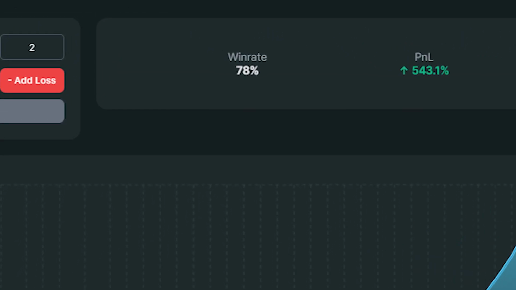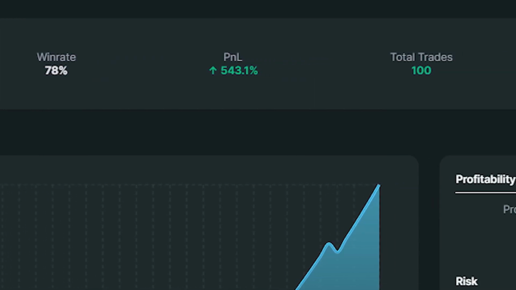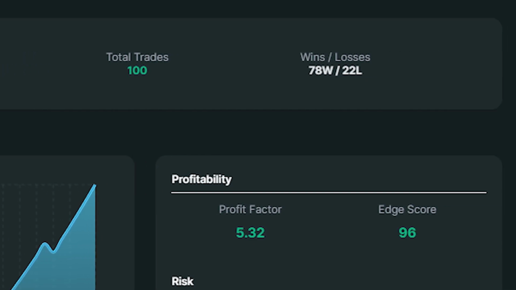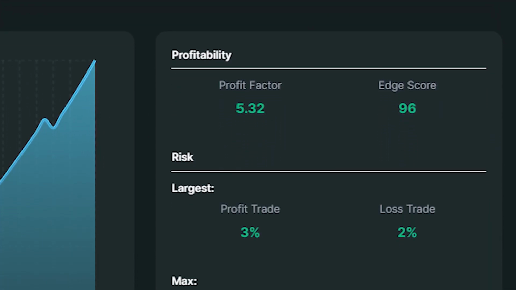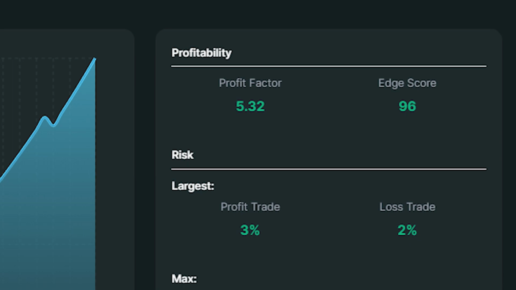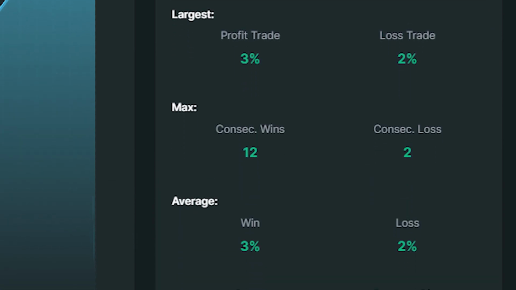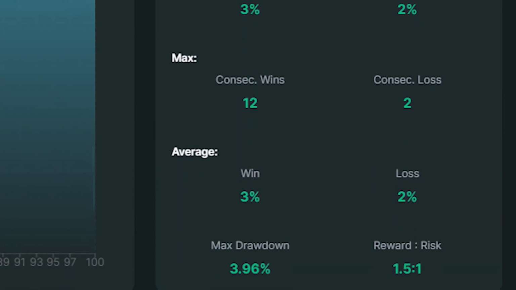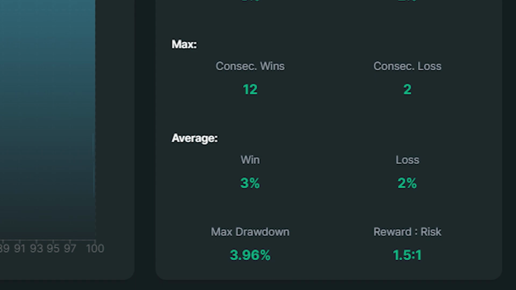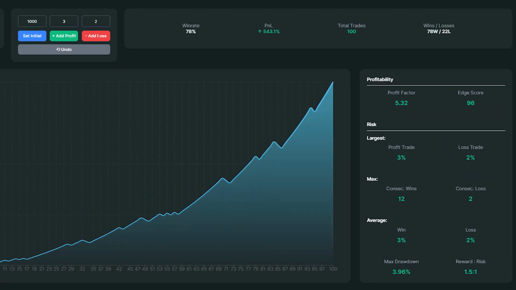The win rate was 78%, which means this is the best scalping strategy on the channel. My account size increased by 543%. I had 78 wins against 22 losses. The profit factor was 5.32. I had 12 consecutive wins against 2 consecutive losses. The maximum drawdown was only 3.96%. This strategy shows the best results in the channel. The account grew from $1,000 to $6,430, which is just crazy.